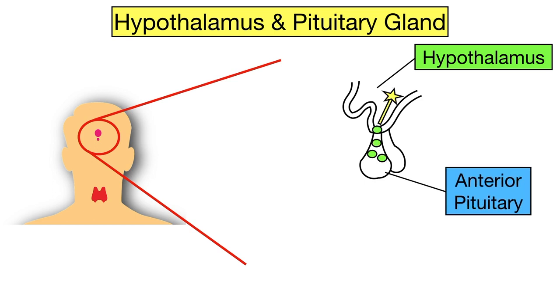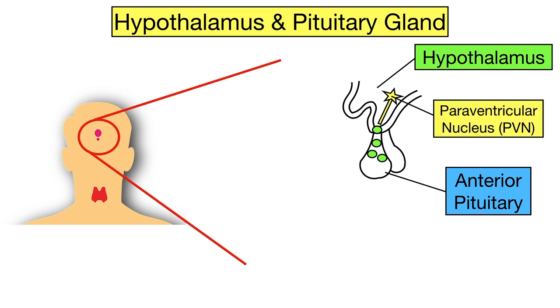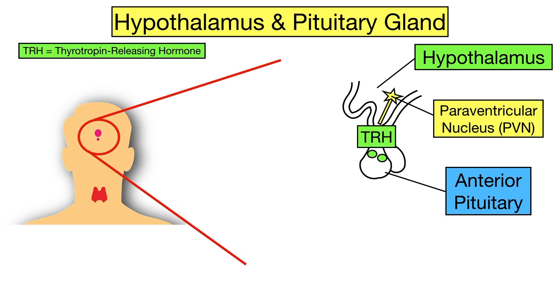There are neurons located in the hypothalamus that have the ability to secrete hormones onto the anterior pituitary gland. One of these groups of neurons is called the paraventricular nucleus. The paraventricular nucleus secretes a hormone called thyrotropin-releasing hormone, or TRH. This TRH release from the hypothalamus is the first main step in our pathway.